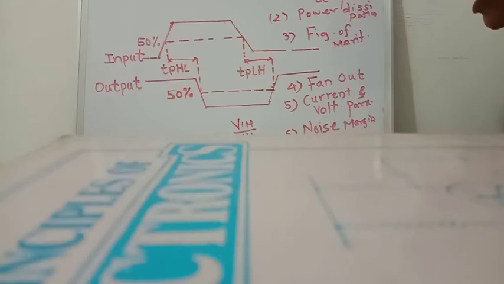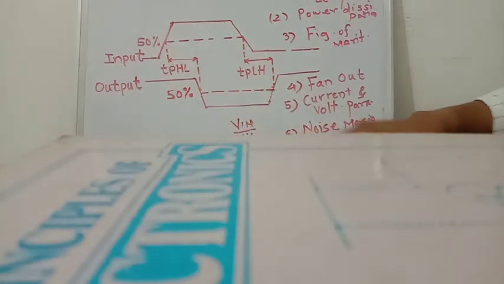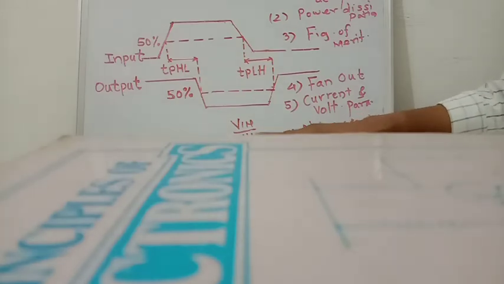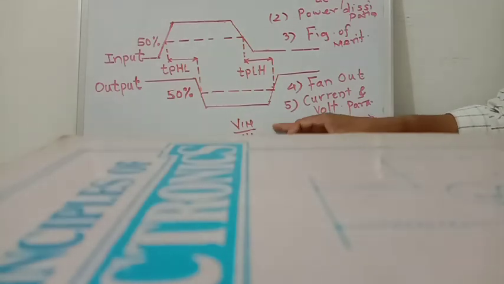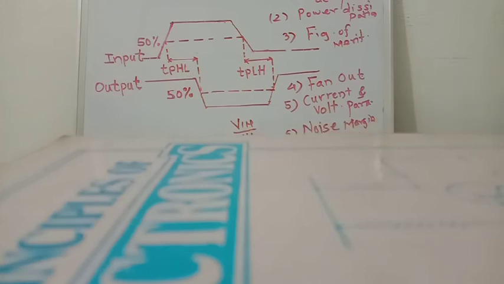that is VIL, low level input voltage. So what is low level input voltage? It is the maximum input voltage applied to the gate that the gate can recognize, which corresponds to logic 0.